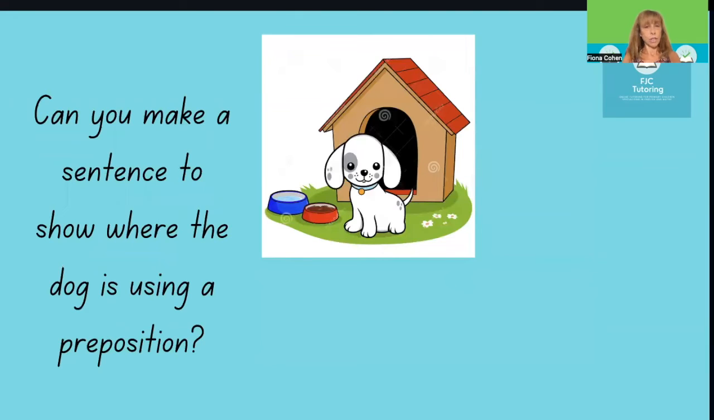How about this picture? This time, I've not given you a preposition because you could choose your own, couldn't you? This time, the dog is perhaps in front of the kennel. Could you think of a different one? Perhaps the dog is outside the kennel. Perhaps the dog is near to the kennel. There's always a choice of prepositions, and when we're writing, it's important to choose a really precise, specific preposition to show where your noun is.